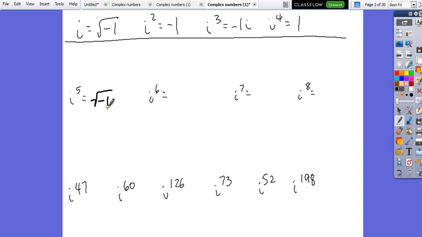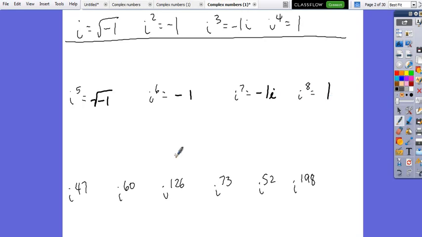Okay? i to the 6th is -1. i to the 7th is -i, or you can just say -i, however you want to do it. Be careful with your i's now. Make sure you put the little dot. I think it's good to make a little cursive i, because that way it doesn't look like a 1 at all. All right. i to the 8th is 1.